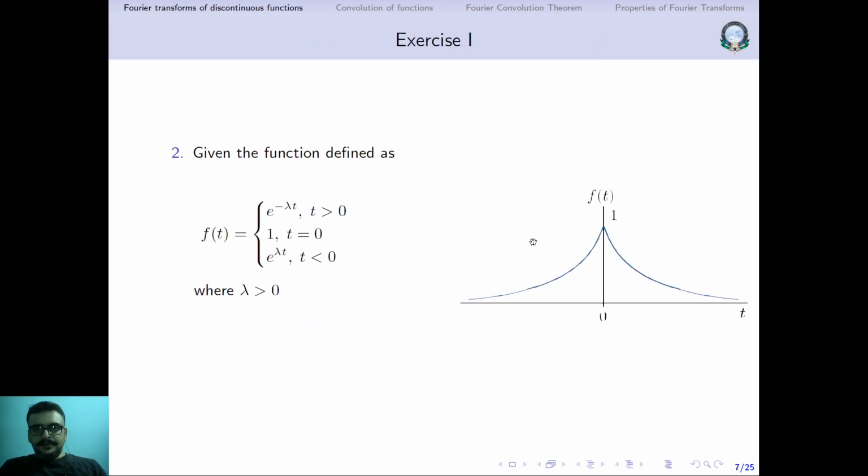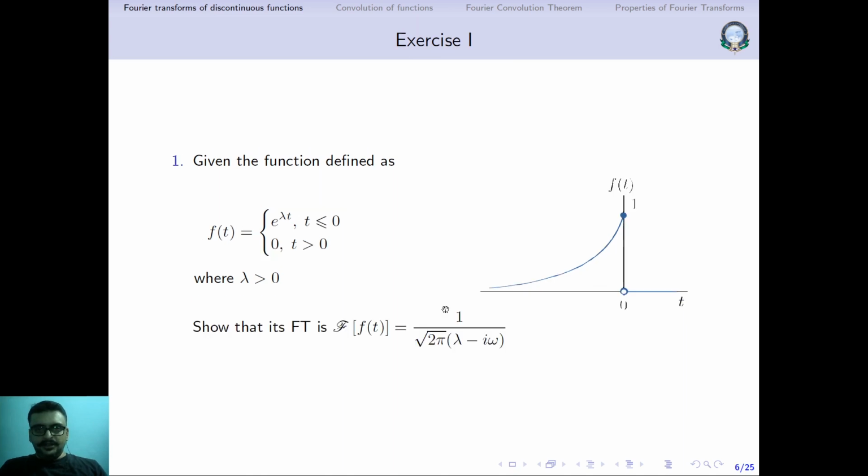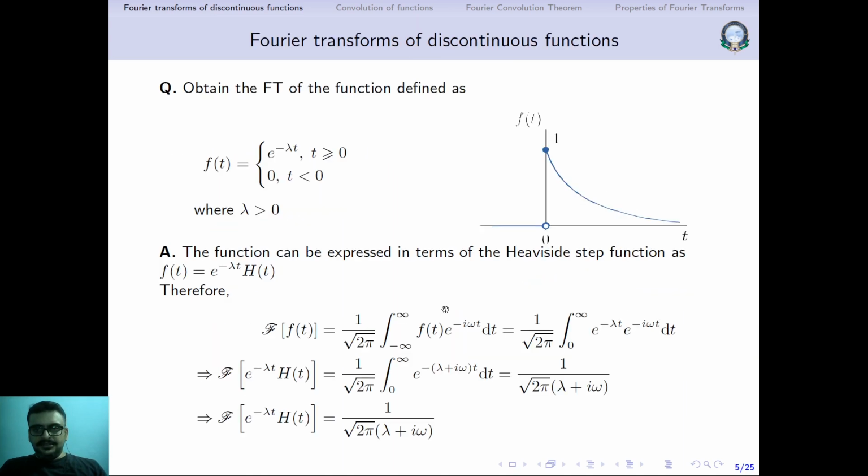Then the next problem is, I have a function which is given like this: for negative values of t it is e to the power lambda t, for positive values it is e to the power minus lambda t, and for t equal to 0 it takes the value 1. So this is actually a piecewise continuous function, it's not a discontinuous function. We need to find out what is the Fourier transform of this entire function. Now this is very straightforward. You don't have to actually do it using the representation using the Heaviside step function. All you need to do is just use the results in the previous one.